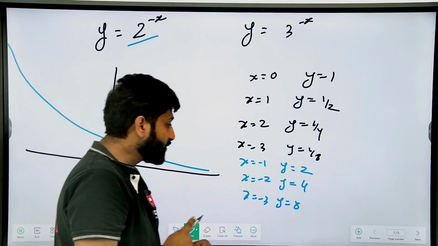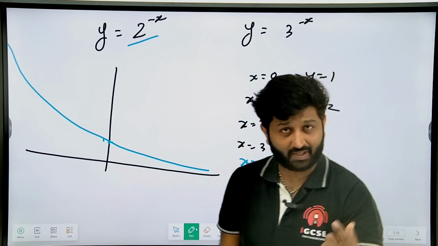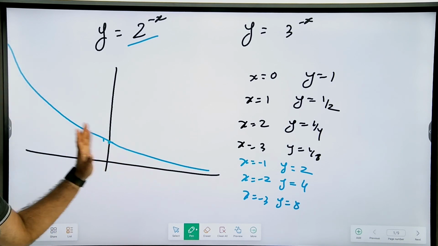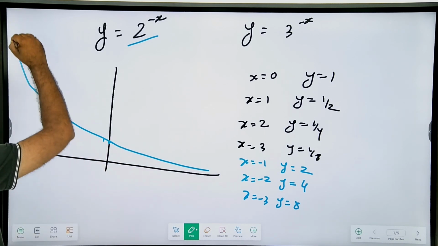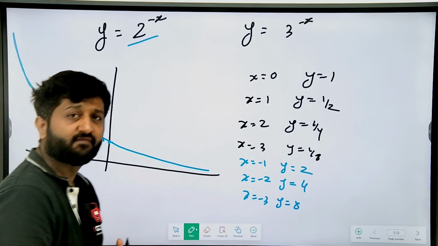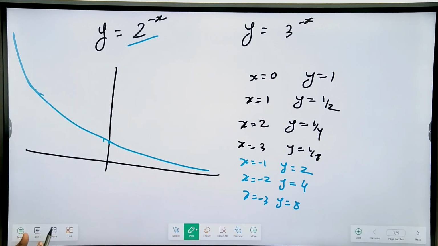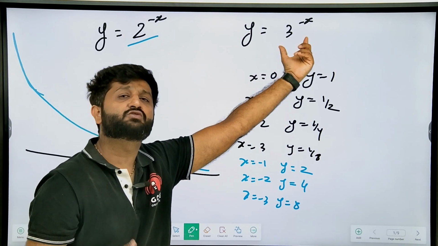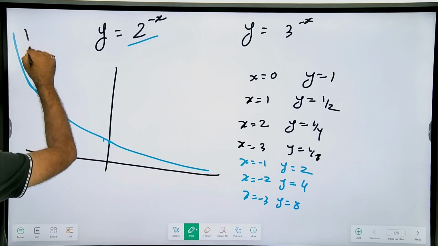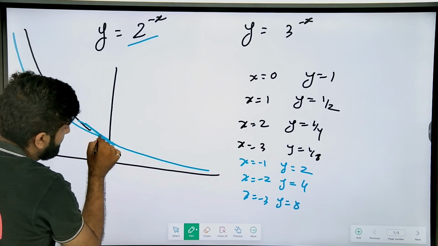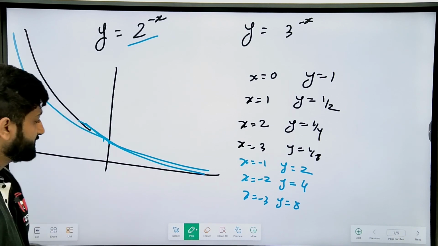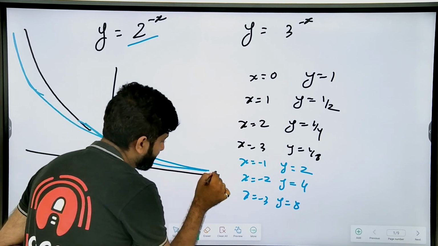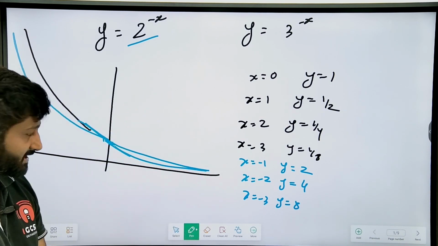This is the opposite graph of the previous one. You do need to remember the shape. The graph is going to go towards infinity. This is your decreasing exponential curve. Same will be the case for 3 raised to minus x, but it would be a bit steeper than the previous graph, right? Also, this graph is not supposed to touch the x-axis, right?